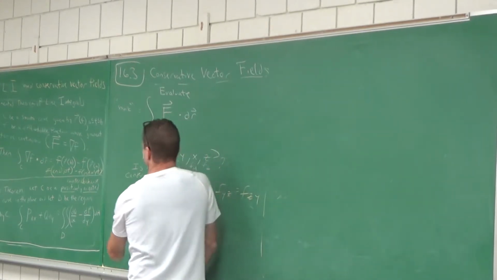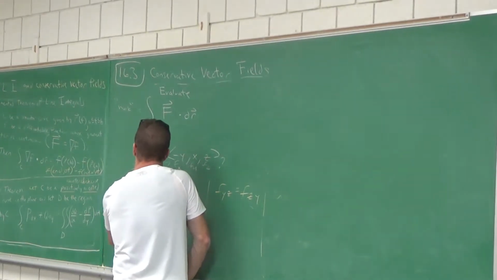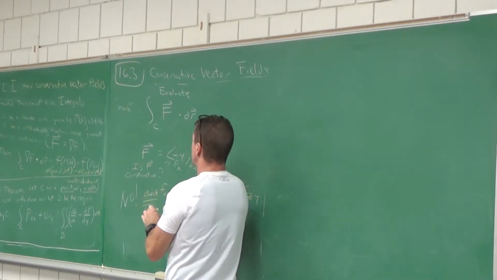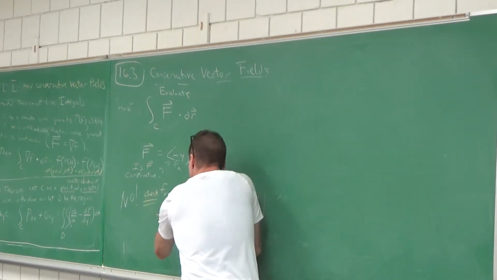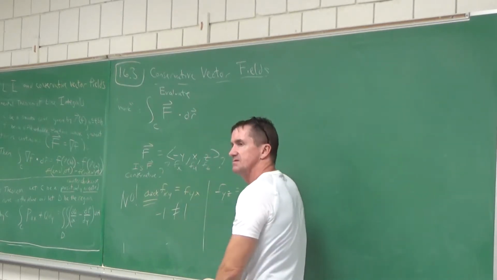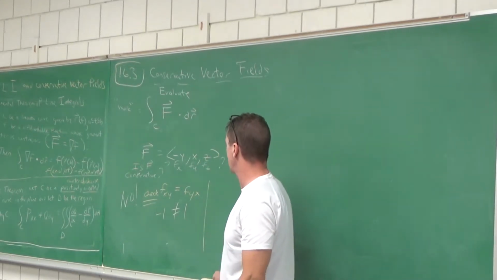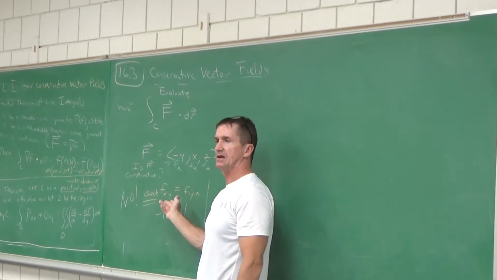Is F conservative? No. That's all done. That's all it takes. Because I don't even have to check these. I'm not even going to check these. It's already over. This vector field's not conservative.